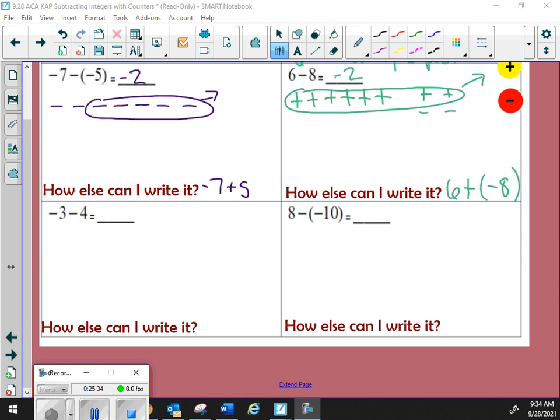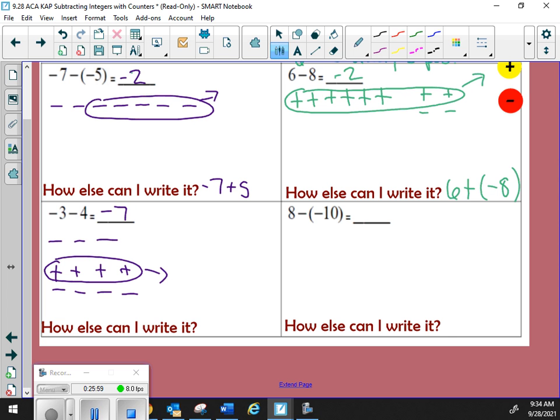Okay, again, I do have the key, but I'd rather talk through it right now since it's still new. Okay, starting with, on this one, 1, 2, 3. I need to take away 4 positives. Do I have any positives? No, so I need to add 0 pairs. How many 0 pairs? 4. Very good. Okay, I'm going to take away which ones? I'm taking away the 4 positives. Okay, take that away. I'm left with negative 7. How can I rewrite this problem? Saki. Negative 3 plus negative 7.